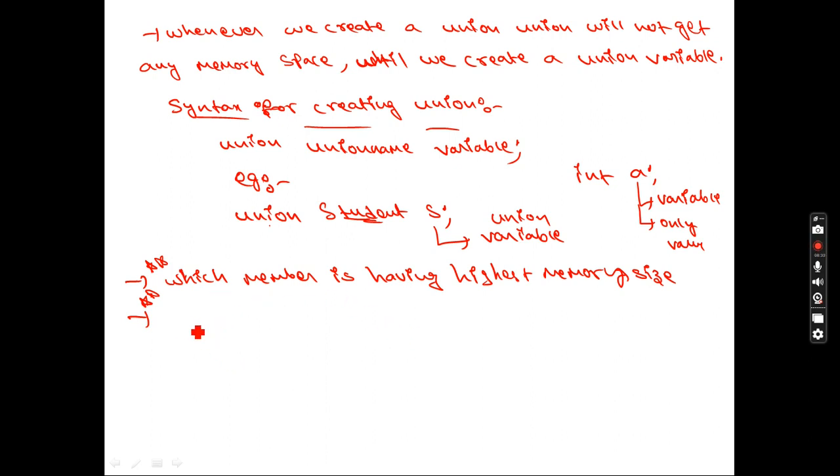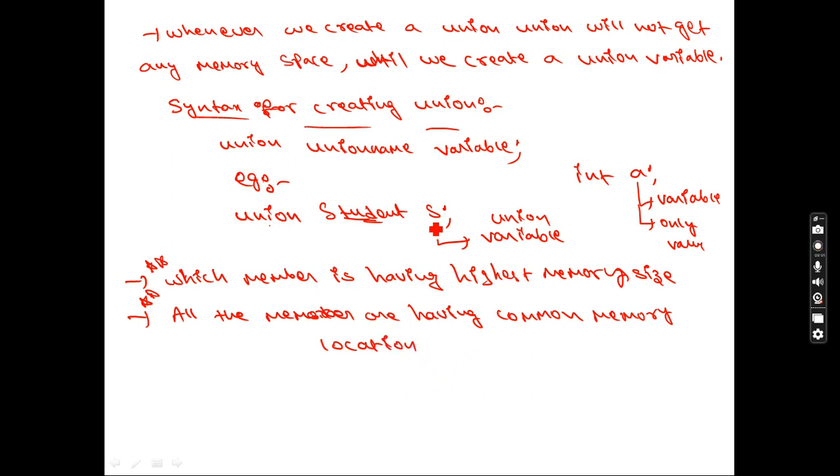So in union, all the members are having a common memory location. These are very important points. So what is the meaning? For example, we just now created one variable S. So S will be created. How many bytes of memory will be allocated to S? The size of the memory is 20, because for name we have given 20. So the size of the union is 20 bytes.